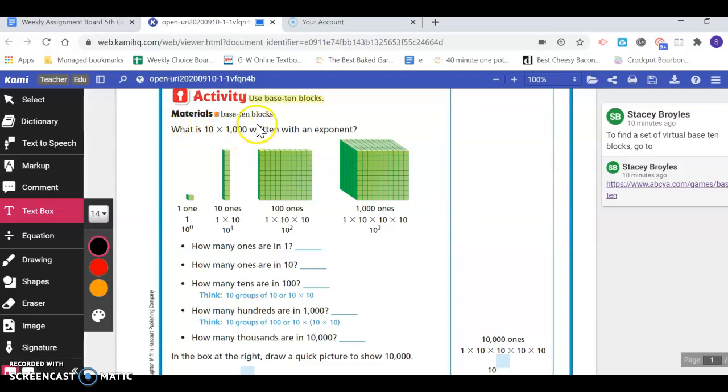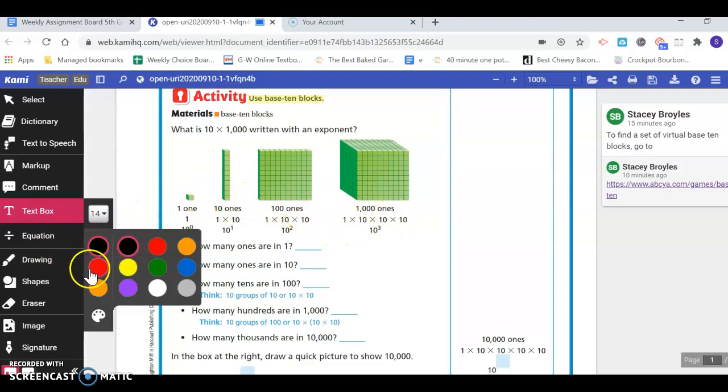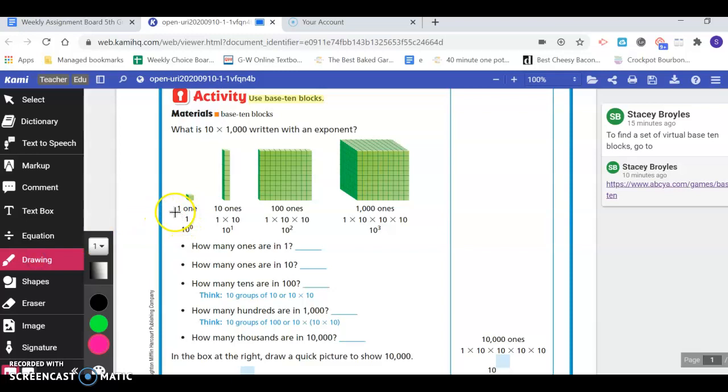What is 10 times 1,000 written with an exponent? And here I have all the place value blocks, and they're showing how to write them in all these different forms. So let's look at that closely. All right, so I'm going to start with 1. Now this is our unit cube. We write that as 1. That would be written as 10 to the 0 power. I have no extra zeros. Do we see that? So my tiny number here is 0.